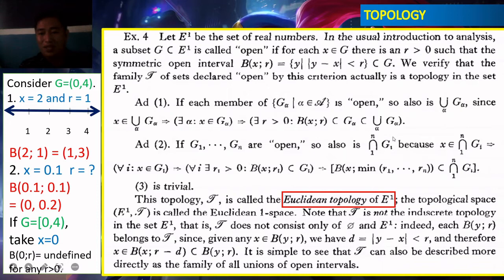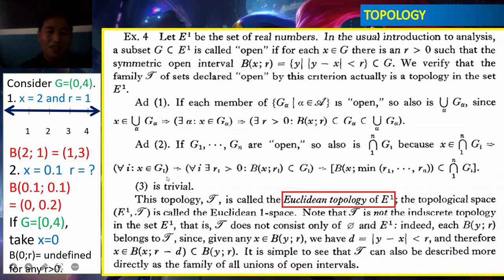So also is the intersection. Okay, ganun ma-open ng intersection. Because if we take an X element in the intersection, it implies that for all I, X is element in GI. Tama, okay? Naman kasi intersection. So meaning, element kasi tanang GIs. So X element in GI for all I.